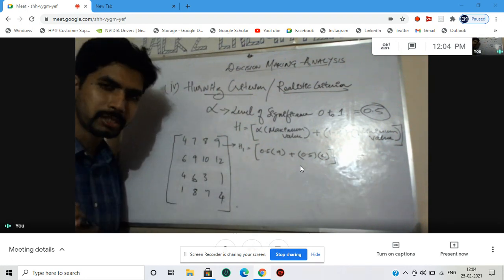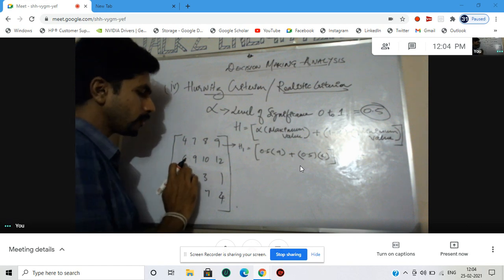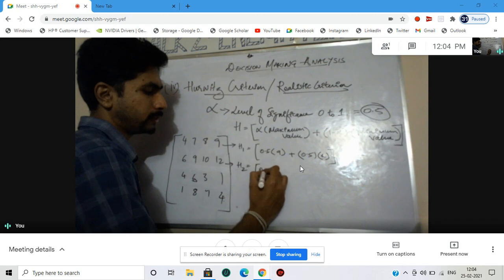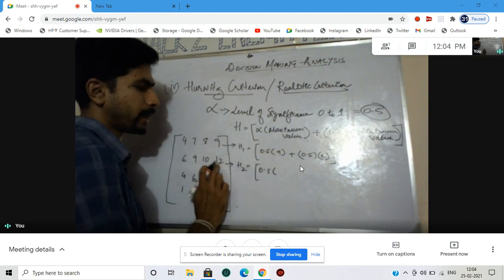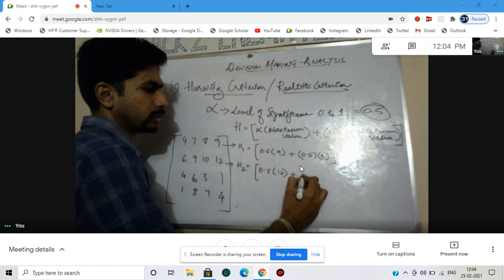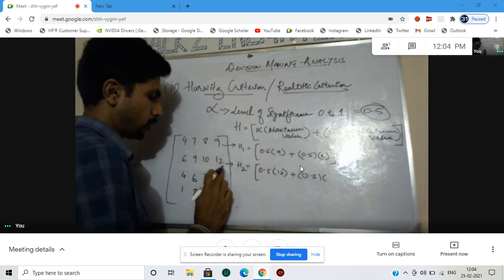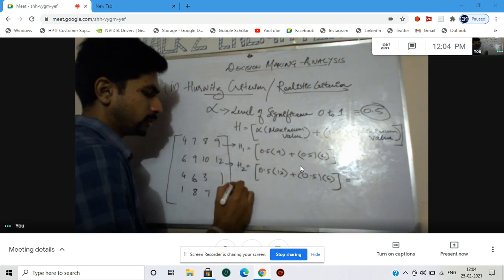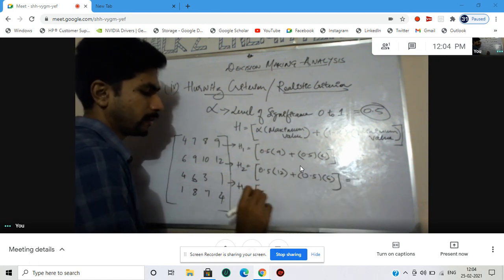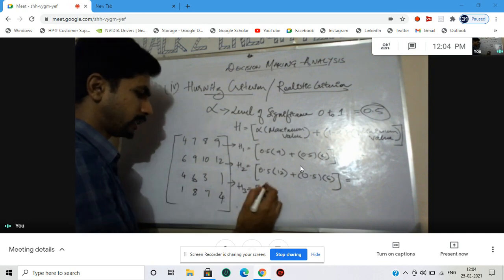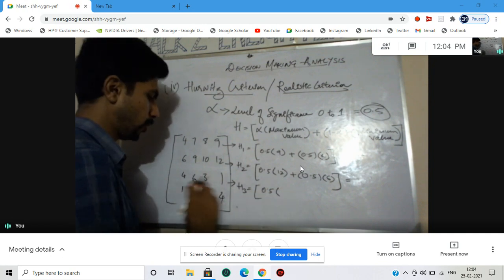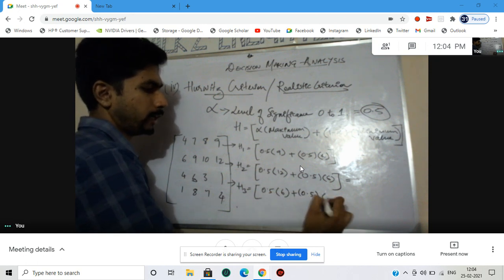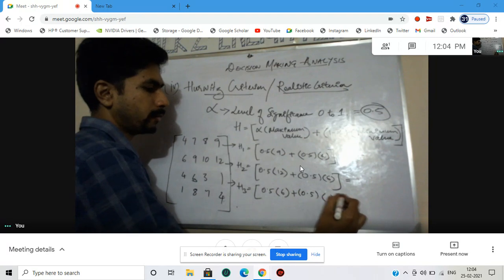Do the same procedure for all the rows. Here H2 is equal to alpha 0.5 into the maximum value 12 plus 0.5 into the minimum value 6. Close the brackets. Same thing for H3. What is H3? 0.5 into the highest value 6 plus 0.5 into the least, 1.